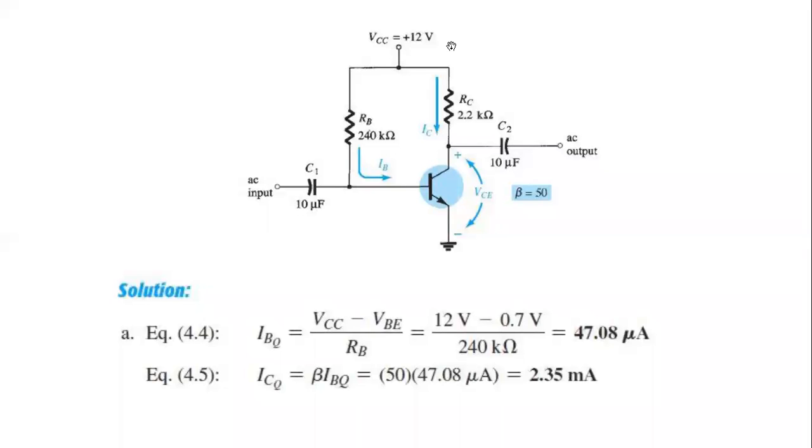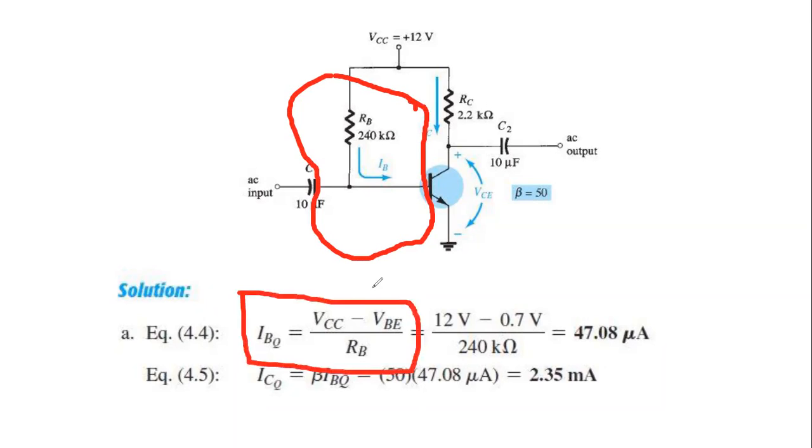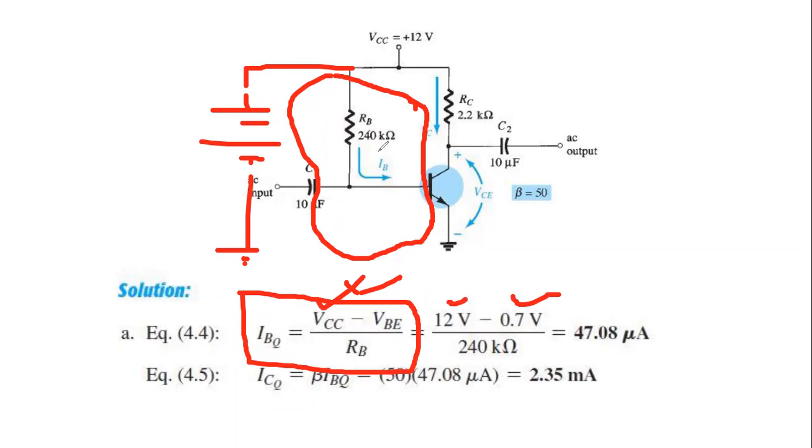Let me go to the example and find how we need to find it. From here, we already discussed that if we divide this 12 volt on both sides and apply the KVL on the input side, we get this equation: IB equals VCC minus VB over RB. If you don't understand how to get this, see the previous slide. This is 12, and applying the KVL here, the VCC is 12 volt, the VB is 0.7 volt, and the RB is 240 kilo ohm.